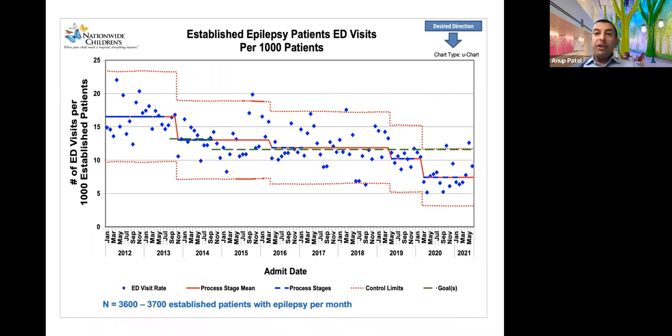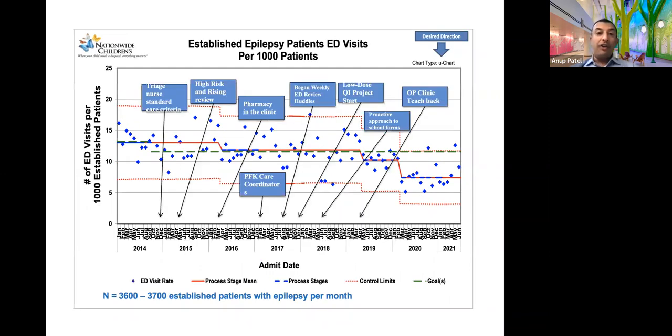So if you aren't familiar with control charts, they're a great way to demonstrate statistical significance in quality improvement projects. They use scientific and statistical methodology that's developed by a group called the ASQ. And what you see is a shift downward, which is what we want. That's the desired direction. And so over time, this work has led to continually decreased ED visits for people with epilepsy.